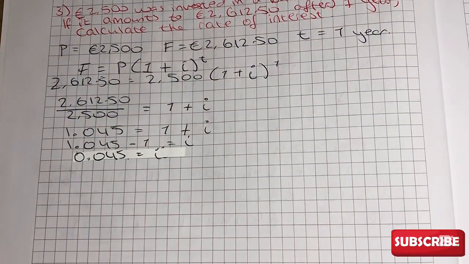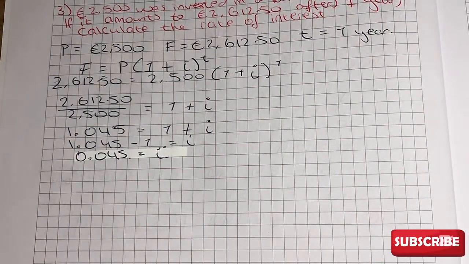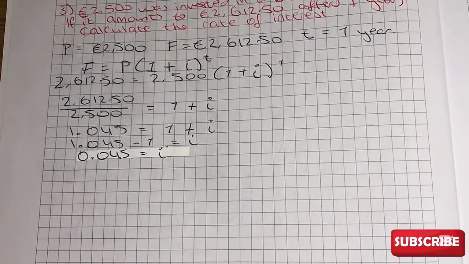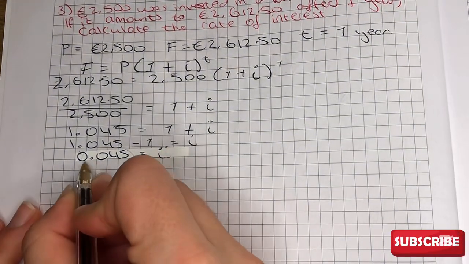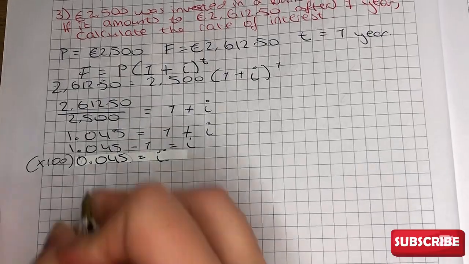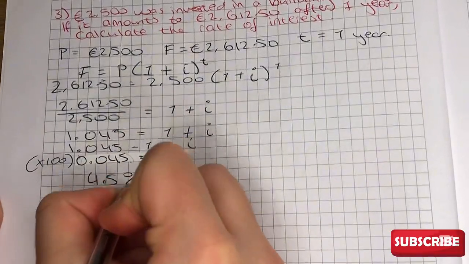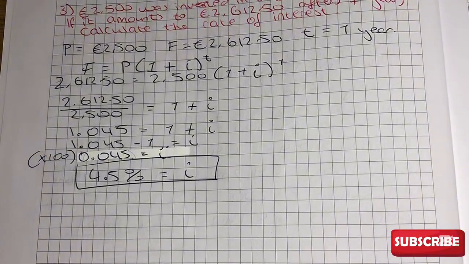Now, obviously, the interest rate in the formula has to always be in decimal form. But when the question is asking for rate of interest, it's actually always in percentage form. 0.045, just multiply that by 100, then you should get 4.5% is equal to I. So I is 4.5%. And that is that.